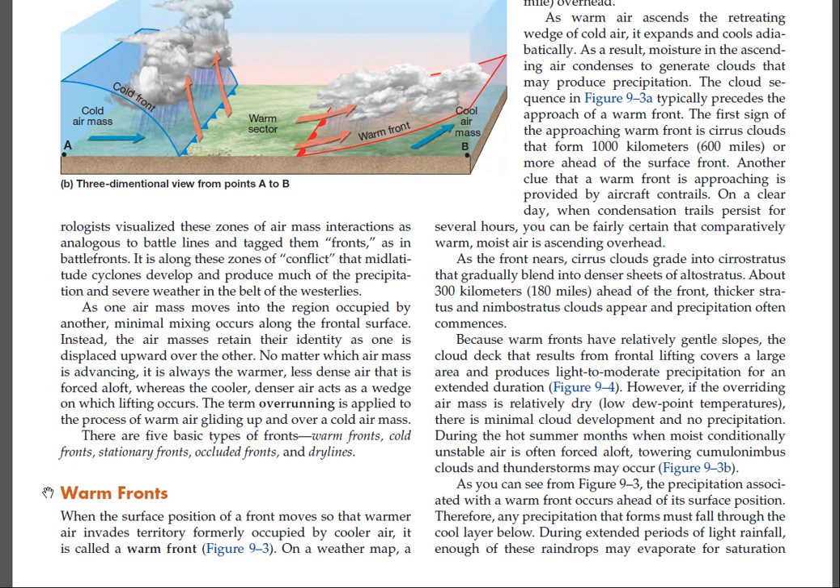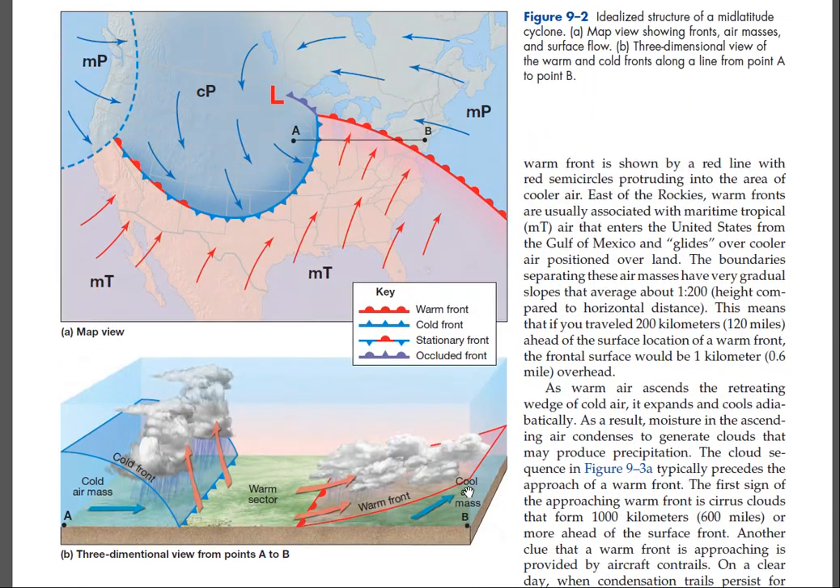Warm fronts. When the surface position of a front moves so that warmer air invades territory formerly occupied by cooler air, it is called a warm front, Figure 9.3. On a weather map, a warm front is shown by a red line with red semicircles protruding into the area of cooler air.